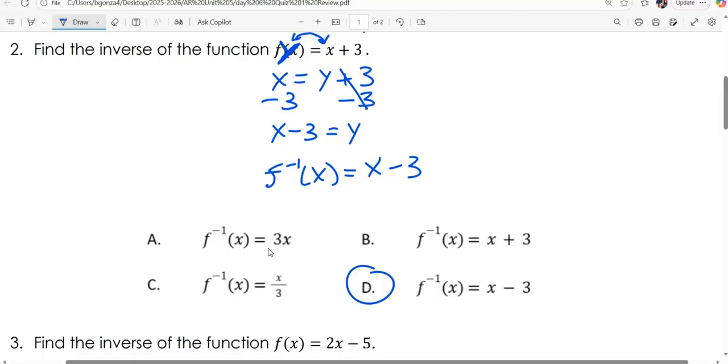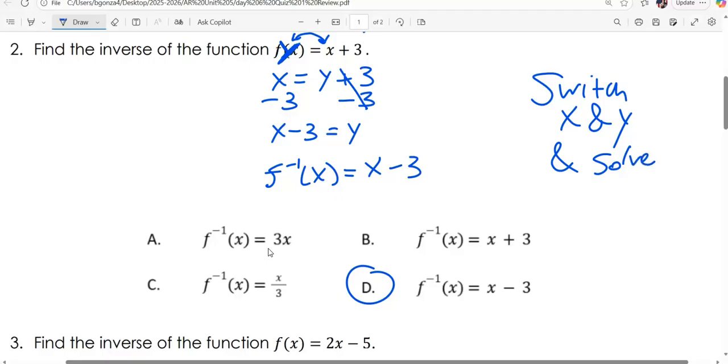Cool. So it's opposite, okay? So what do you do? You switch x and y again, and then you solve, okay? That's pretty much what you're doing.